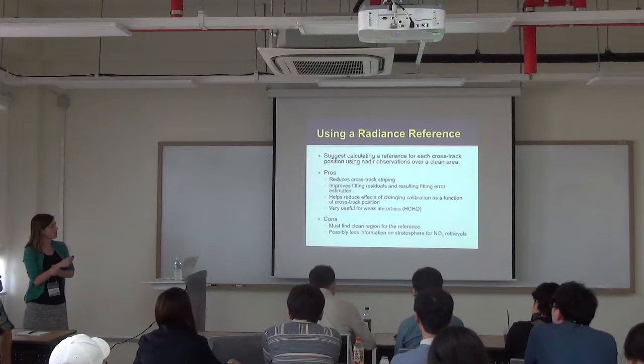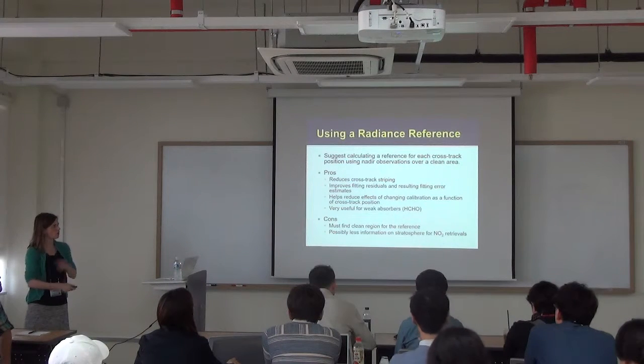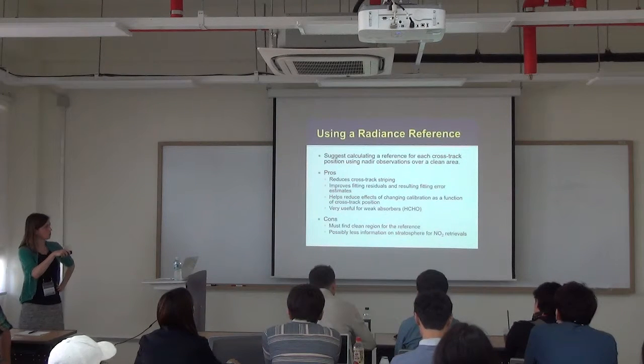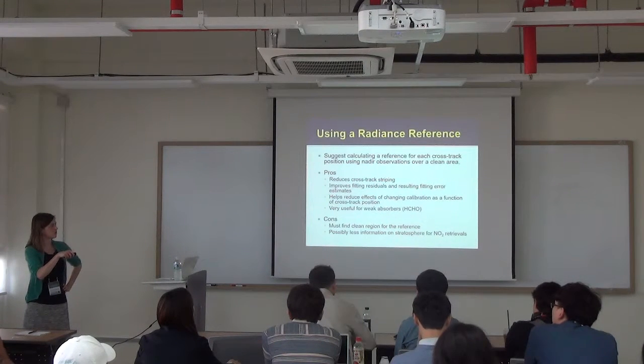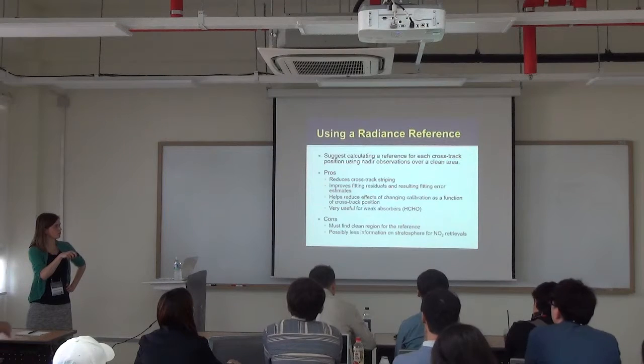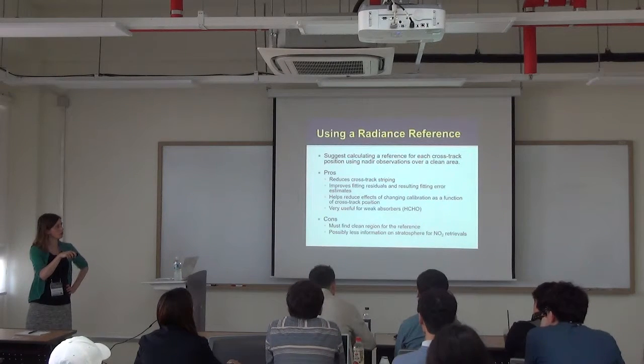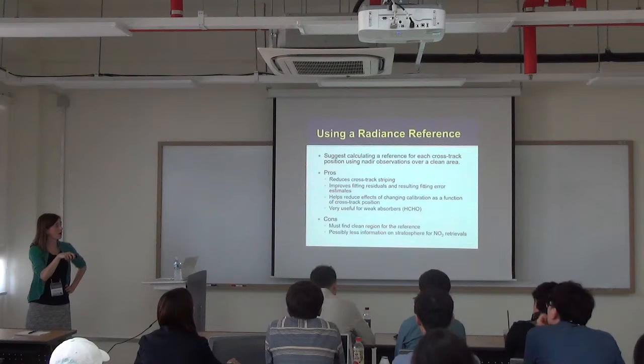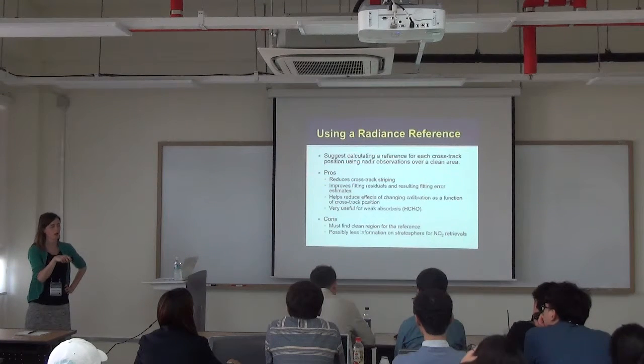And the pros of this: it reduces the cross-track striping. With these CCD array detectors, you often get cross-track striping. You see it in OMI data, a whole lot of instruments that make these kinds of measurements. It improves the fitting residuals and the fit error estimates that would come out in your retrieval, and helps reduce any effects of the changing calibration across track. And I found that, say, with formaldehyde, it's really the only way to get good data.